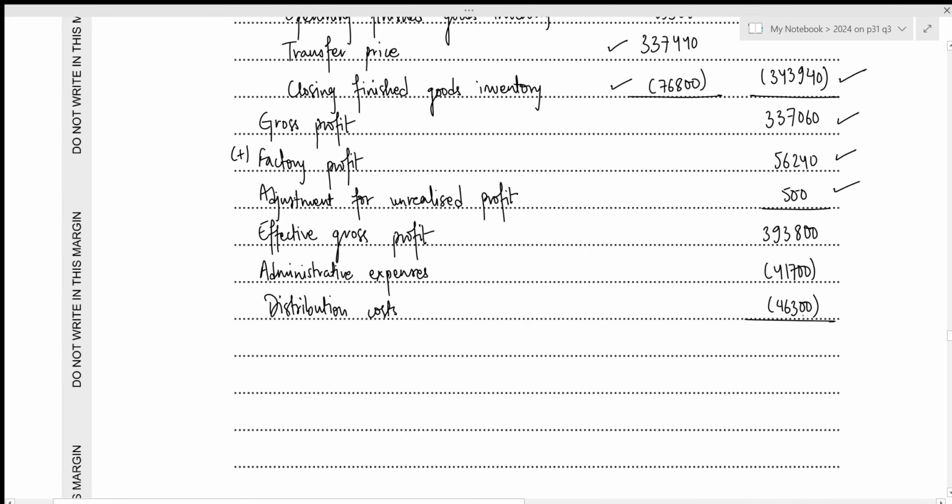Now we can get the profit from operations. So that will be the effective gross profit 393,800 minus the administrative expenses of 41,700 minus the distribution cost of 46,300, which results in 305,800. Now we also need to subtract the finance cost from our profit from operations so that we can get our profit for the year.